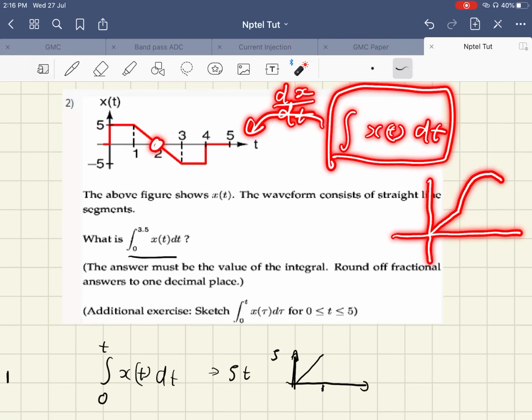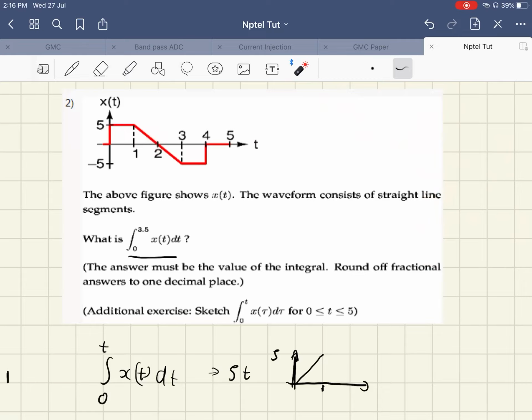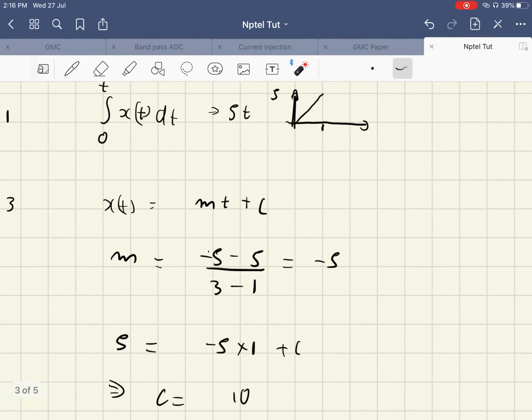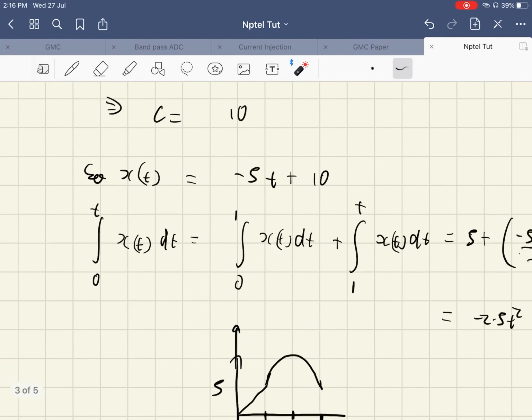Then it is an inverted parabola. Now you can see that at t equal to 2, we have a derivative of 0. That is due to that, our waveform of integral of x is flat at t equal to 2. So this is an intuition that one can develop from this question.